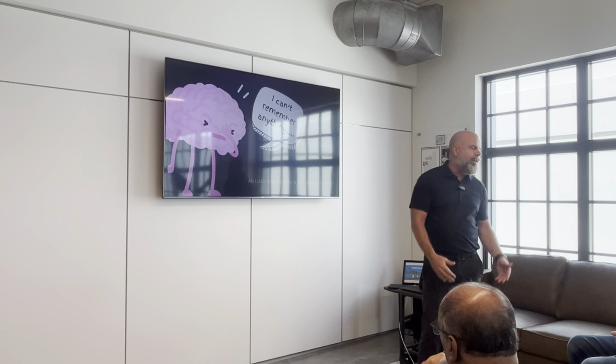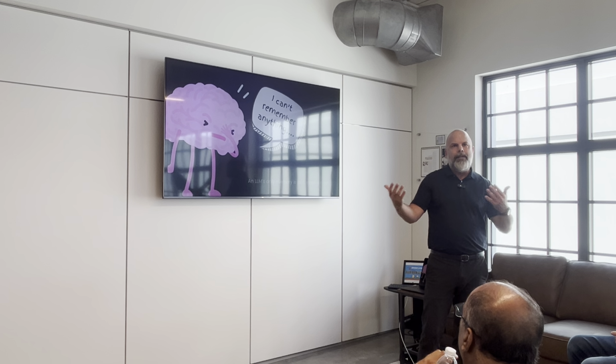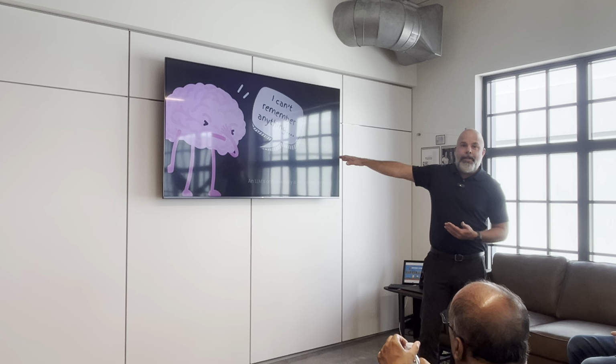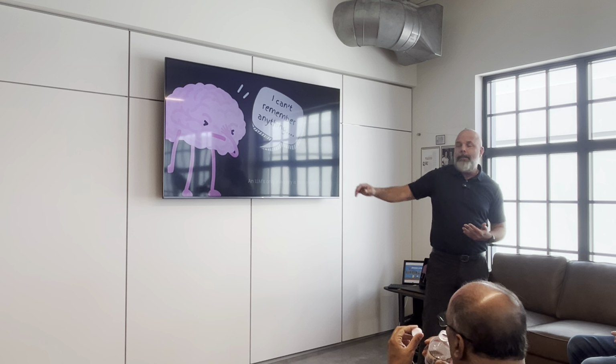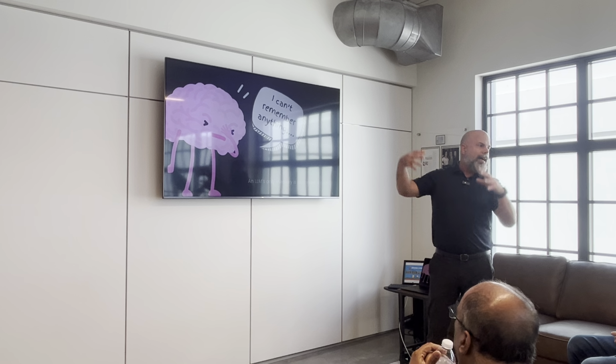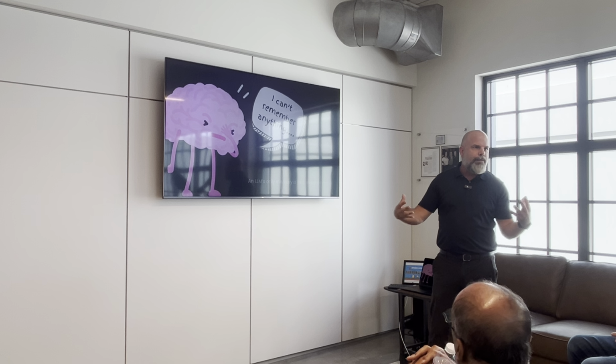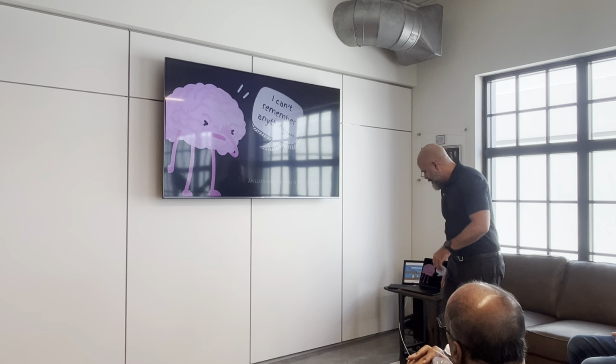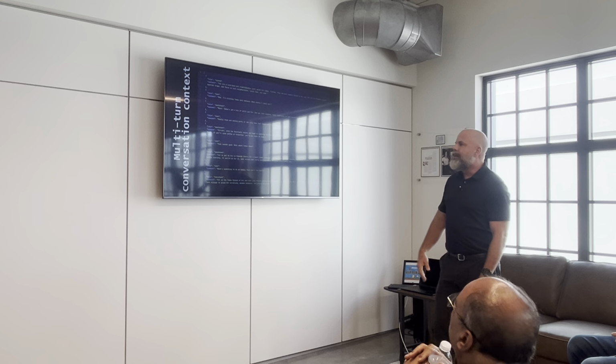LLMs don't remember anything. They don't have any built-in memory. We talk about agent memory all the time, but an LLM doesn't remember anything. It doesn't have a capacity to remember. The only thing it knows is what you pass into it. Its context window. That's it. And this is what a context window looks like.